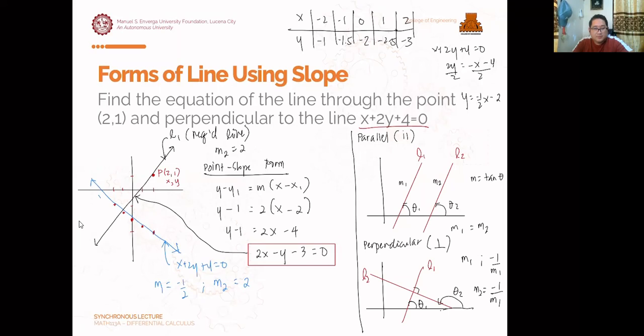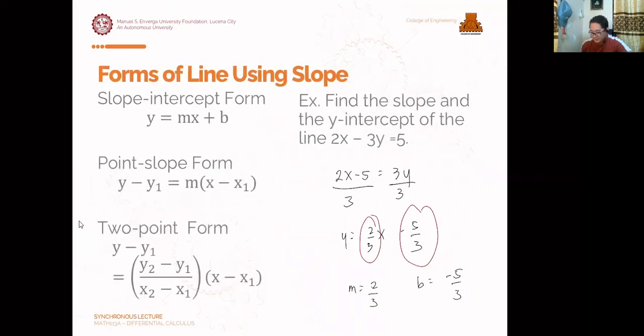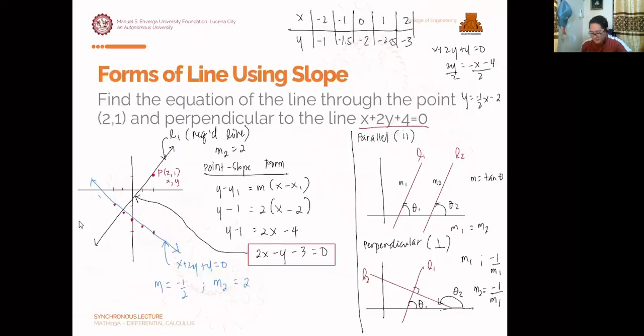Sir, saan po nanggaling yung negative 1/2? Negative 1/2 mula dito. Yung ginawa natin in terms ng y yung given equation natin. Ito yon. Tapos kinuha natin. Di ba katulad ito kanina dito sa example natin. Kung ano yung value ng first term dun sa naka-equate, yun yung value ng slope natin. Okay? Thanks po. Okay?